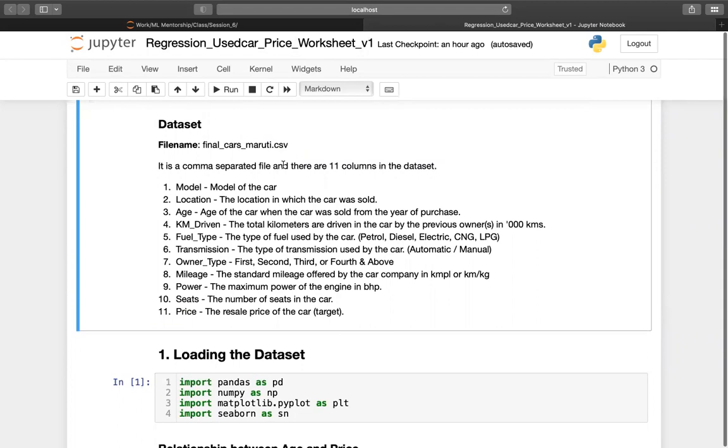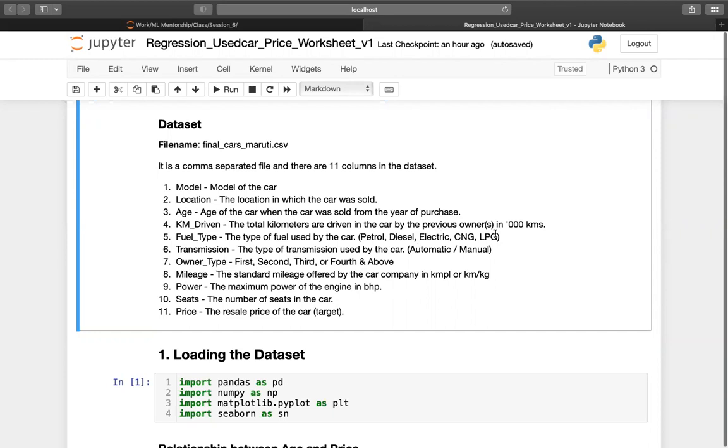This data set, as you have already seen, contains certain attributes of the used car, like the model of the car. Of course, we have taken only the manufacturer Maruti. Can we predict the resale price of a Maruti car given information like what model it is, which location it is up for sale in, the age of the car since it was bought, how many kilometers driven, and the fuel type, petrol or diesel?